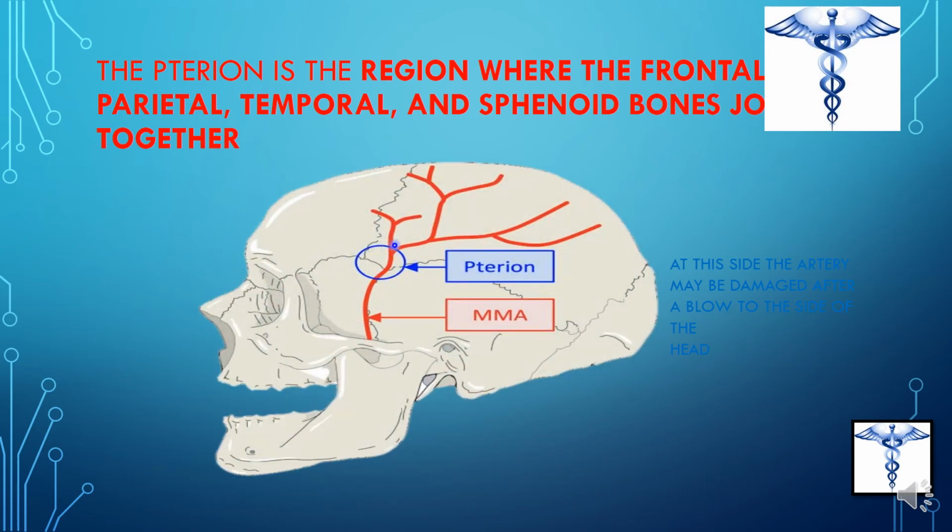Pterion. This pterion is the region where the frontal, parietal, temporal, and sphenoid bones join. This is the thinnest area on the lateral view, or you may say the thinnest area in the skull.